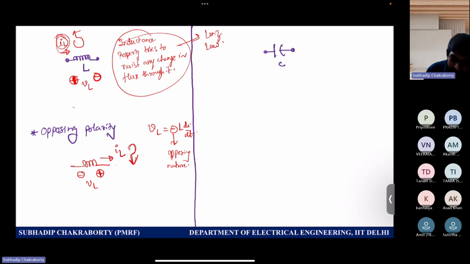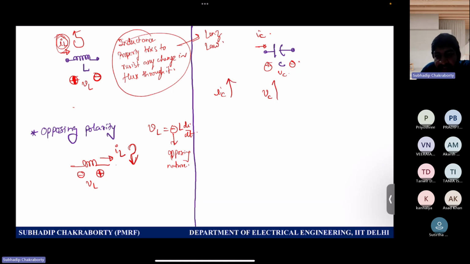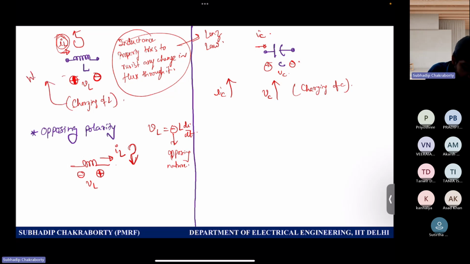Okay. Similarly, you see the voltage across the capacitor. We can say similarly, if IC is increasing, then VC will increase. It will charge, and this phenomenon is known as charging of the capacitor. Similarly, this phenomenon is known as charging of the inductor. Why? Because the energy stored by the inductor is also increasing. Here the energy stored is reducing. Similarly, here the energy stored is increasing.